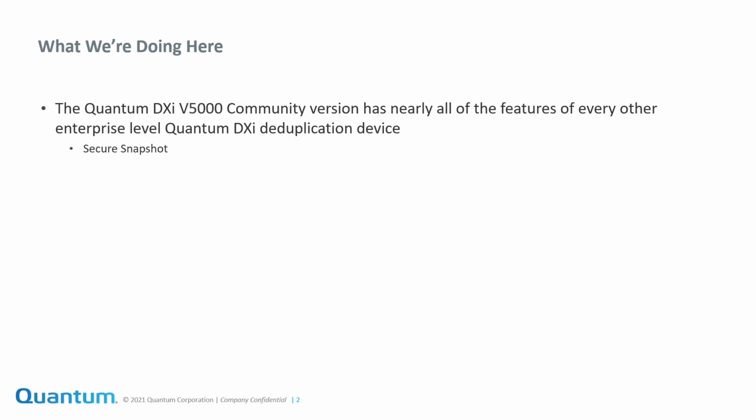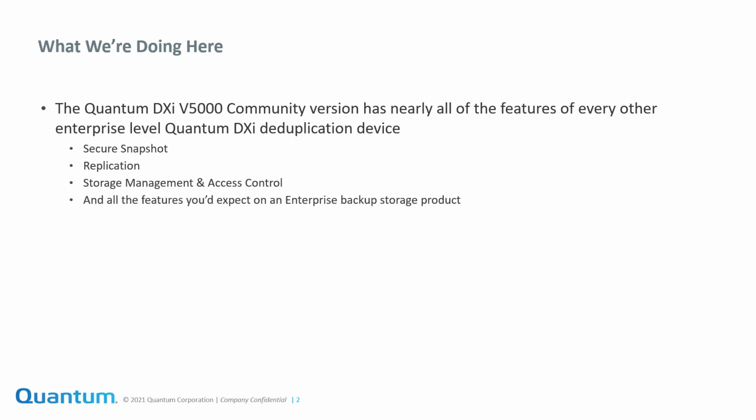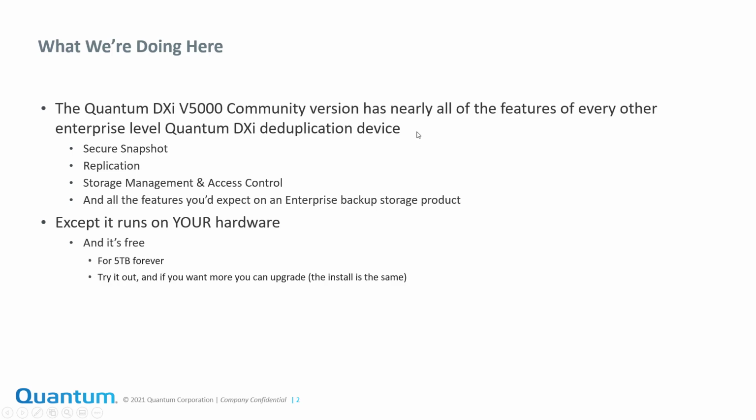So that means you have secure snapshot, so that you can do a restore in case of a ransomware attack. You have replication, which means you can replicate data between two DXIs, either virtual and real, or whatever mix you have. Full storage management and access control, and really all the features you'd expect on an enterprise backup storage product, except that it runs on your hardware and it's free for 5 terabytes forever. So try it out, and if you want more, you can upgrade. It scales up to 256 terabytes with the license.